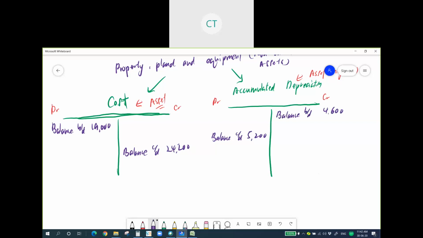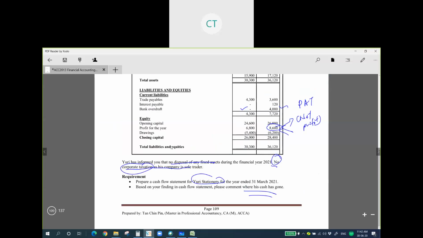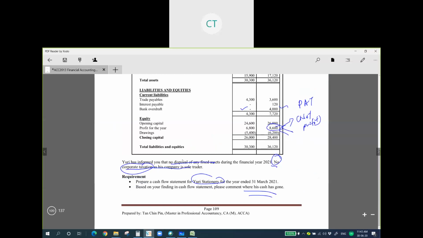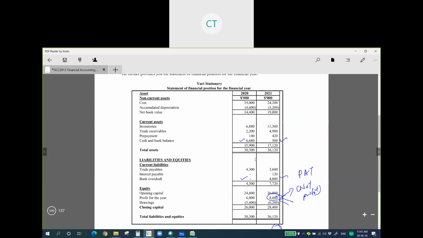No, can follow. Alright, next, I'm going to explain what are the entries that we are going to record in the cost and accumulated depreciation. So let's take a look in your textbook. The textbook says that Yuri has informed you that there is no disposal of any fixed asset during the year 2021. It means that in the year 2021, we will not see any information on the disposal.